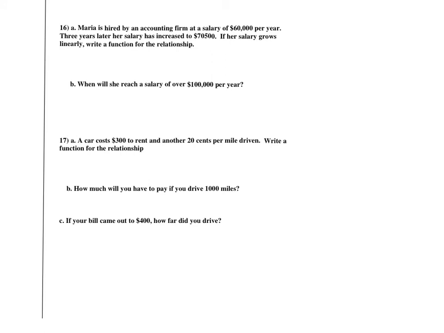Next up, number 16, we have Maria hired by an accounting firm at a starting salary. It doesn't say starting, but it's a salary of $60,000 per year, so I think in this case that is the beginning. I know it says per year, so usually that's slope, but that's not showing how it's increasing from year to year. That's just that 1 year she gets $60,000. Then it says 3 years later, her salary increases to $70,500. That looks like a point, (3, 70,500). Remember that the b is also a point, so it's (0, 60,000). We're going to use those to find the slope.